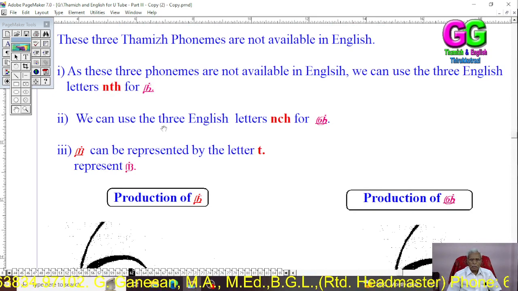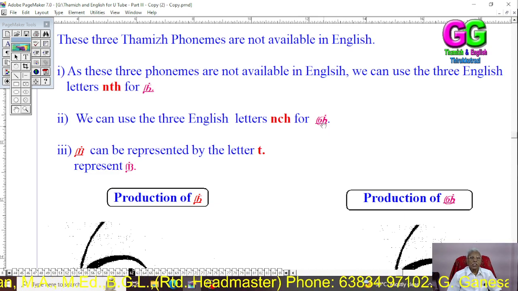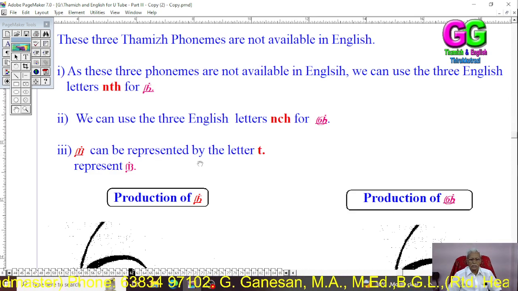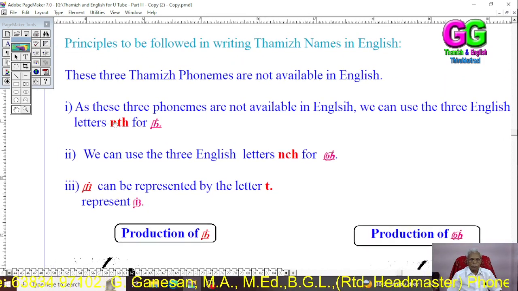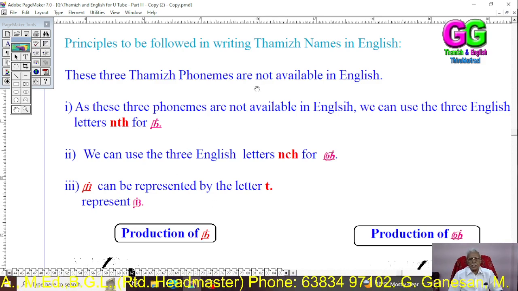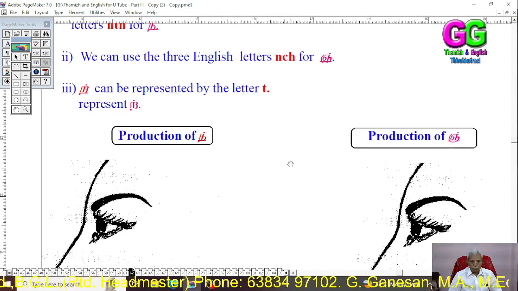Then we can use NCH to refer to the second phoneme, NCH. Then we will use T to represent the third phoneme, T. Thus, for the three phonemes, we can use NTH, NCH, and T. Now let us see how these three Tamil phonemes are produced.